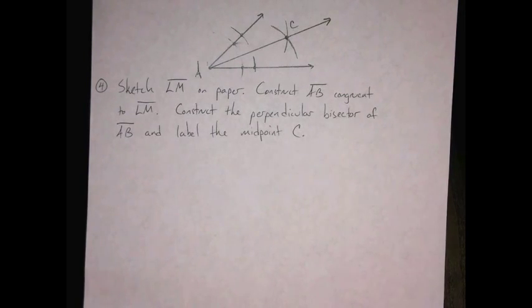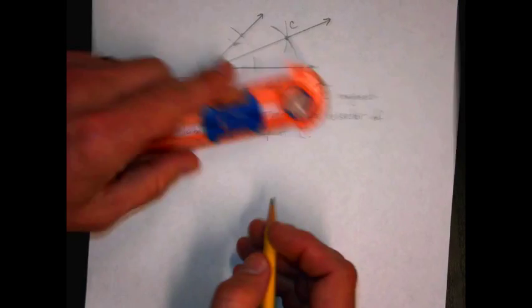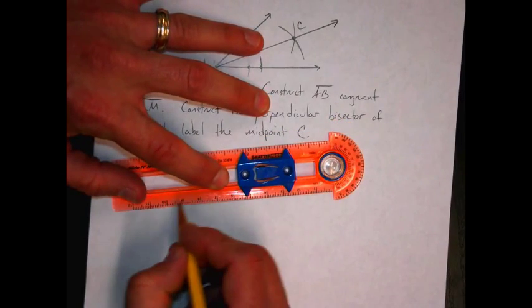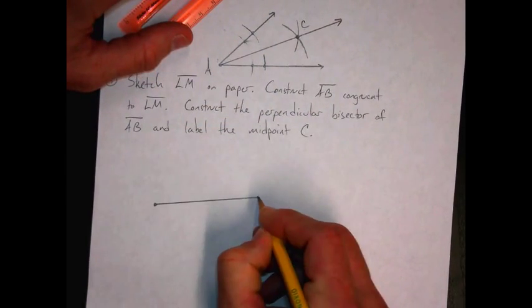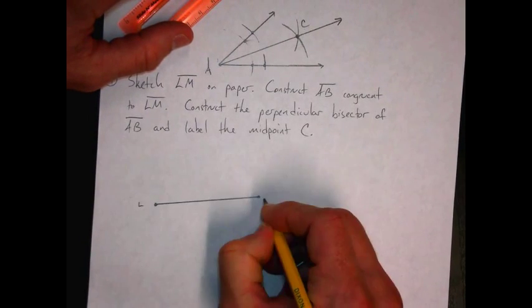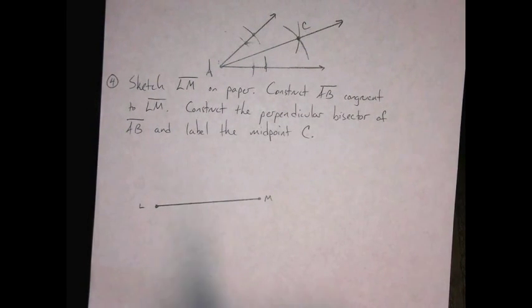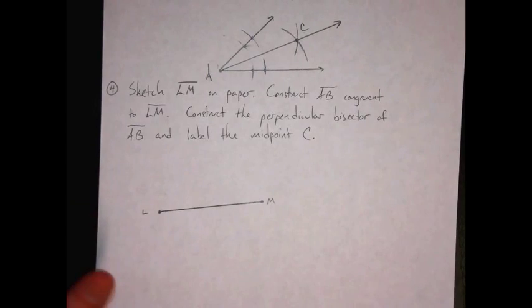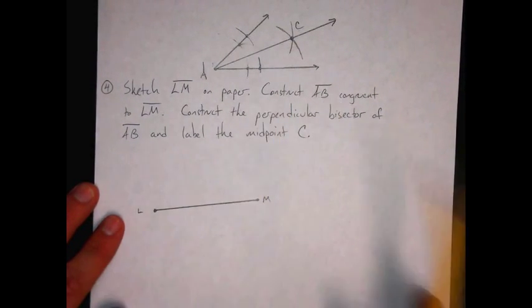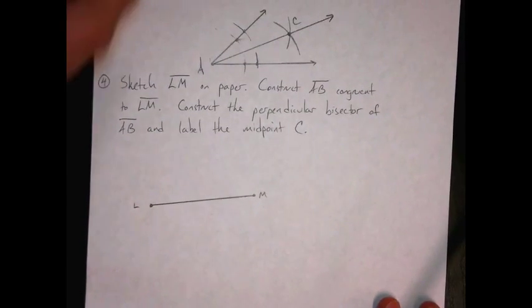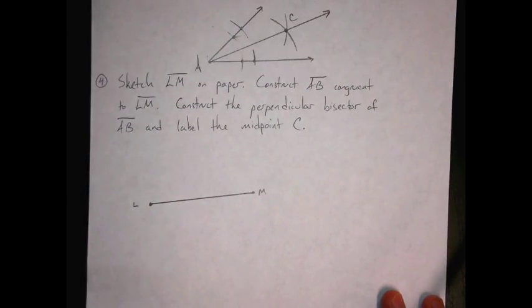So what I'm asking you to do, you can totally make a random segment. Here, random segment, but we're going to call that segment LM. Ta-da! I didn't measure it because it doesn't matter, but now that is segment LM. And now what we're going to do is construct segment AB that is congruent to LM, just like we did in problem 1. So how do we construct congruent segments?